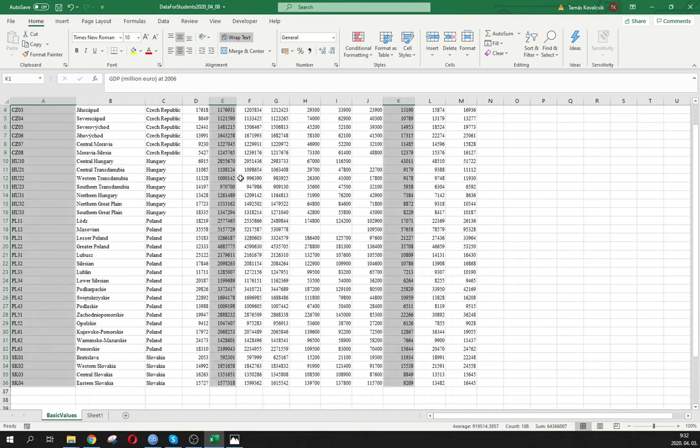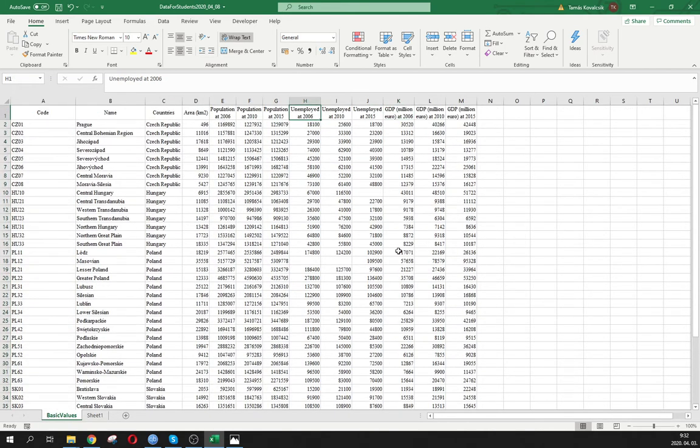Practice with the other values of the dataset. You can calculate the GINI for the unemployment rate and the GDP per capita for the other years, 2010 and 2015. In the next video we will discuss how we can calculate and visualize the Lorenz curve.